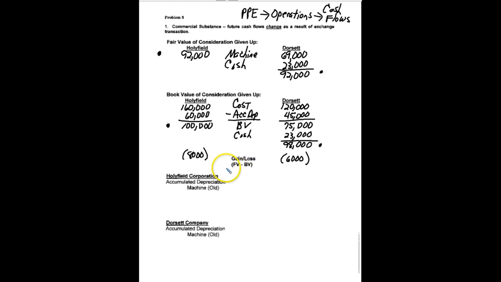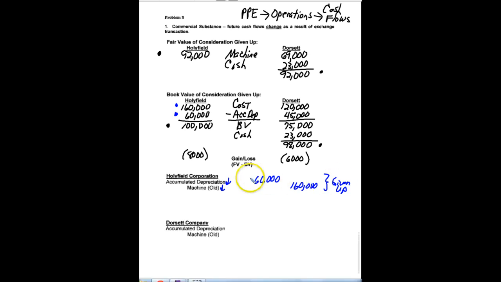So let's look at how Holyfield versus Dorset would record this. Well, first off, Holyfield's going to get rid of their book value, so let's make the journal entries. They're going to get rid of their accumulated depreciation of $60,000 by debiting it. And they'll get rid of the original cost of the machine by crediting it for its cost. So this is what has been given up. They gave up the $100,000 net book value.